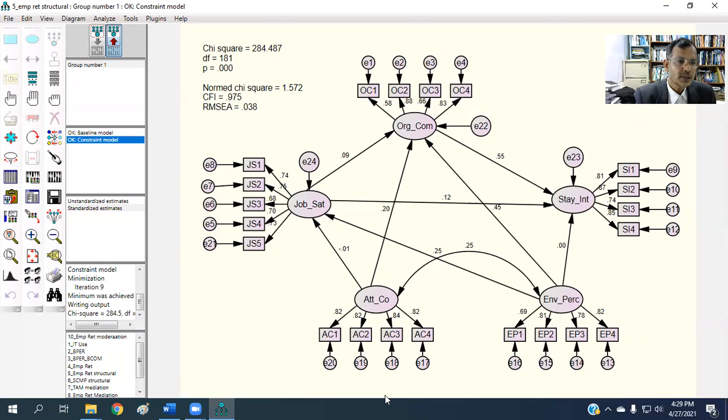Now, when we observe that there is a significant difference between two models, then we prefer the model which is full, that means with the direct path. In this case, the model with the direct path is better. So once again, this shows that organizational commitment is not a full mediator, it is a partial mediator.